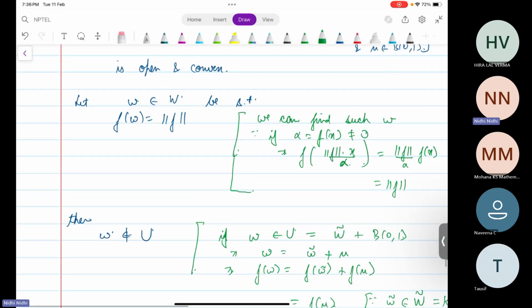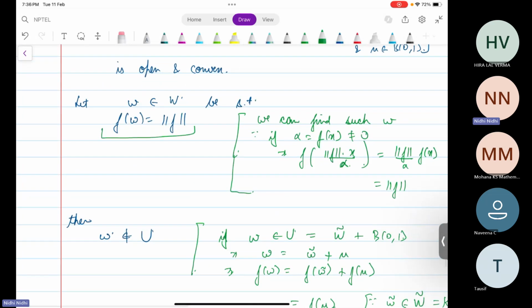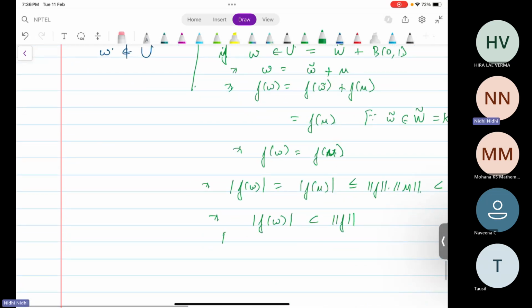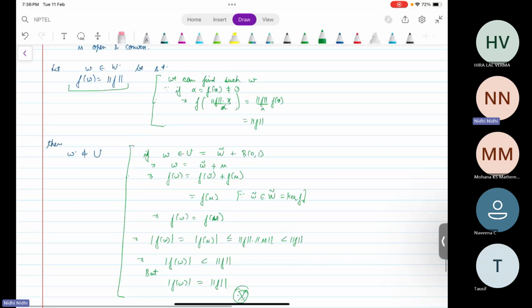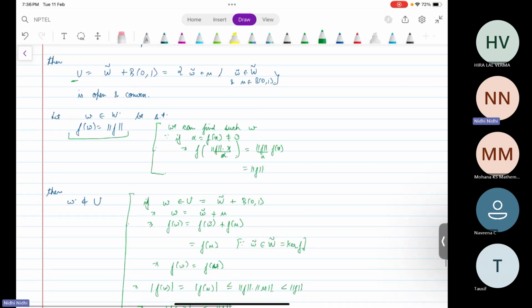But we had taken w such that f(w) is equal to norm f. So |f(w)| should be equal to norm f. Now this gives us a contradiction, and hence w is not in U. Therefore, this U is the open convex set, and this w is an element away from U.